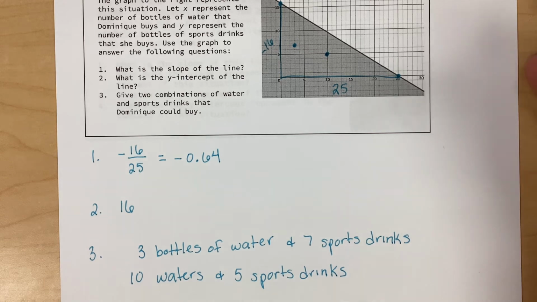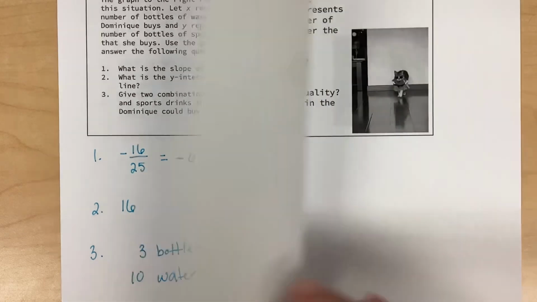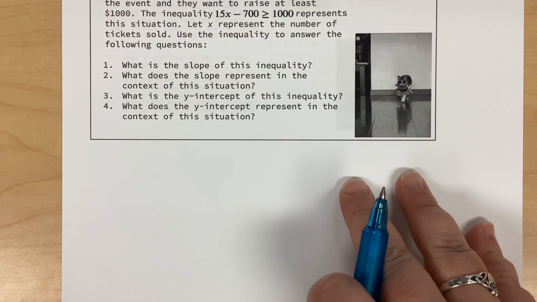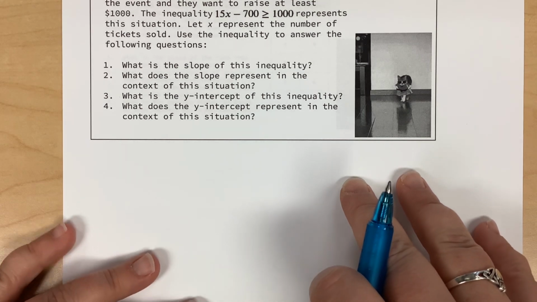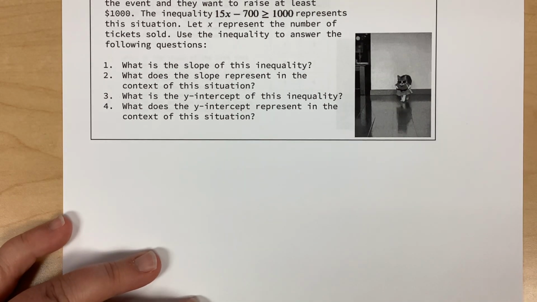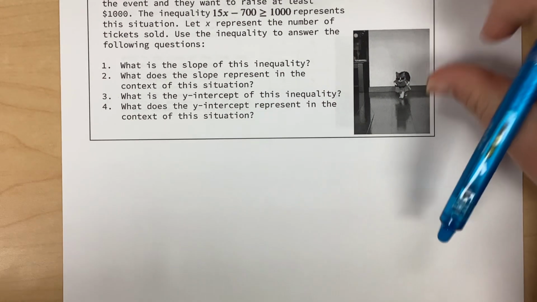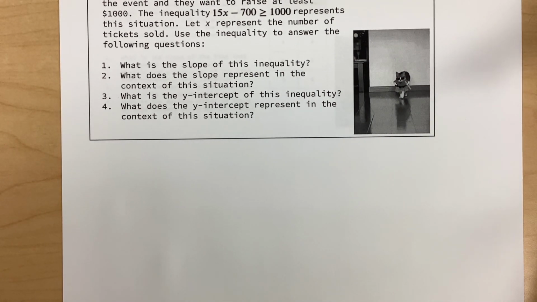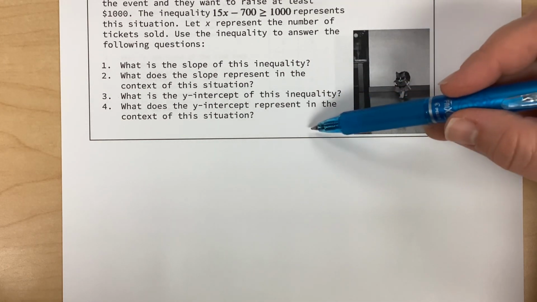All right, let's take a look at an inequality. The freshman class is hosting a fashion show to raise money. It costs $700 to rent the banquet hall they're going to use for the show. They plan to charge $15 for each ticket to attend the event, and they want to raise at least $1,000. The inequality, 15x minus 700 is greater than or equal to 1,000, represents this situation. Let X represent the number of tickets sold, and Y be the inequality. And you're going to answer these 4 questions.